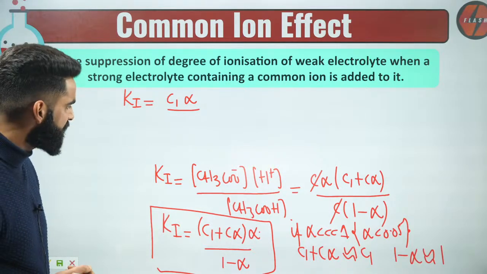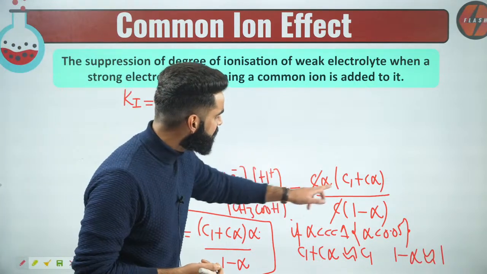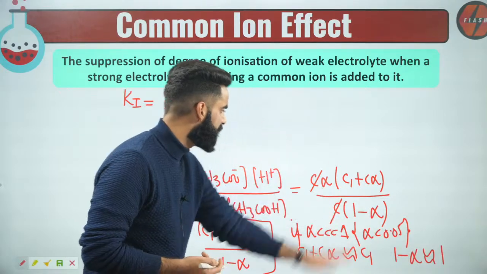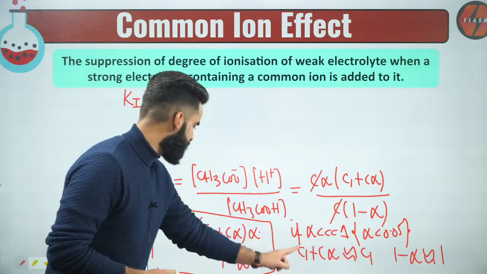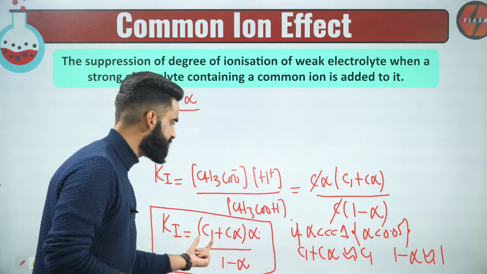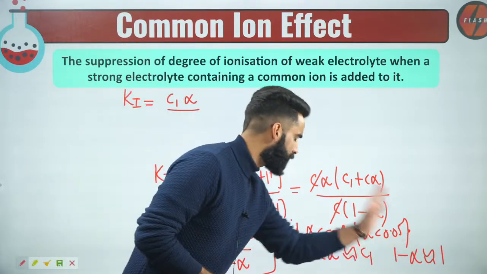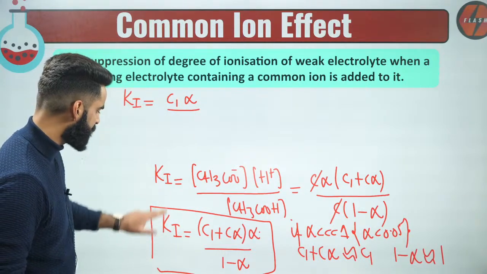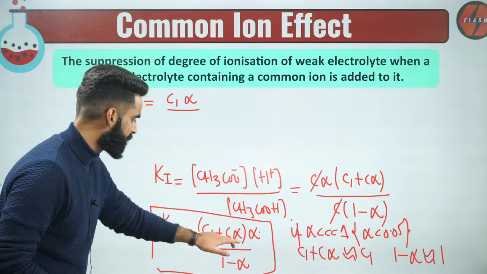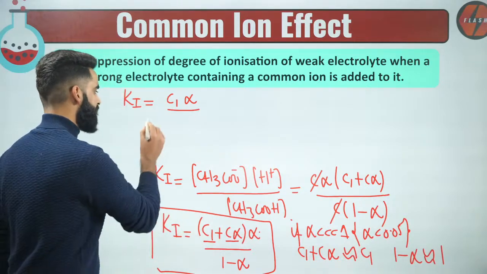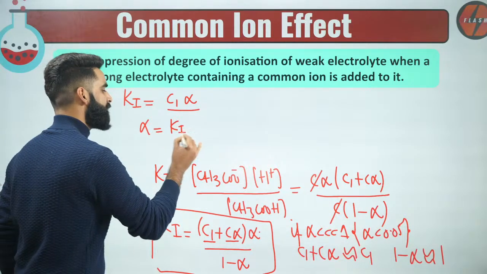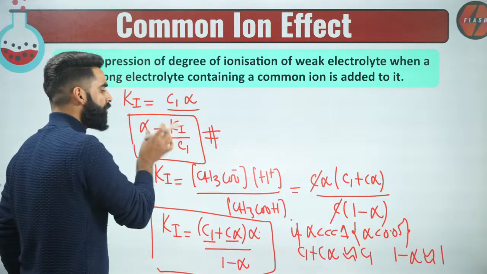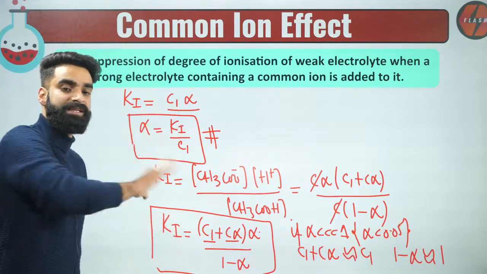Very, very simple thing, guys. Already I have cancelled the C. This is going to be C1 plus C alpha multiplied by alpha divided by 1 minus alpha. Now I have done the neglection. Instead of C1 plus C alpha, I'm only writing C1. Instead of 1 minus alpha, I'm only writing 1. So what I'll be getting right here is Ki is equal to C1 multiplied by alpha. So can I say alpha is equal to Ki divided by C1? This is something which I want you guys to remember. This will be the degree of ionization of the weak electrolyte after the common ion effect.